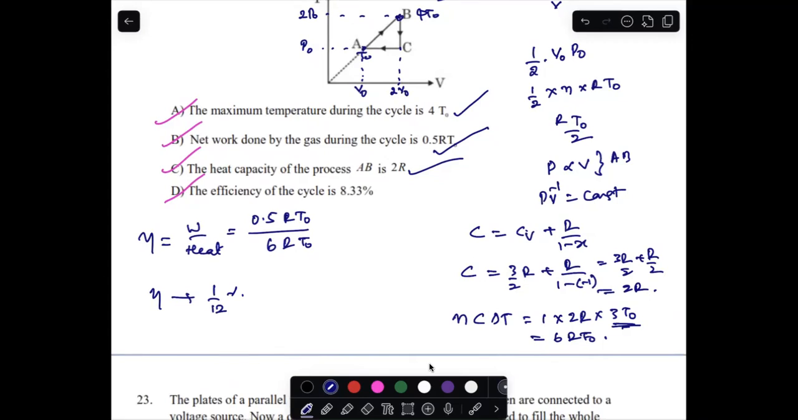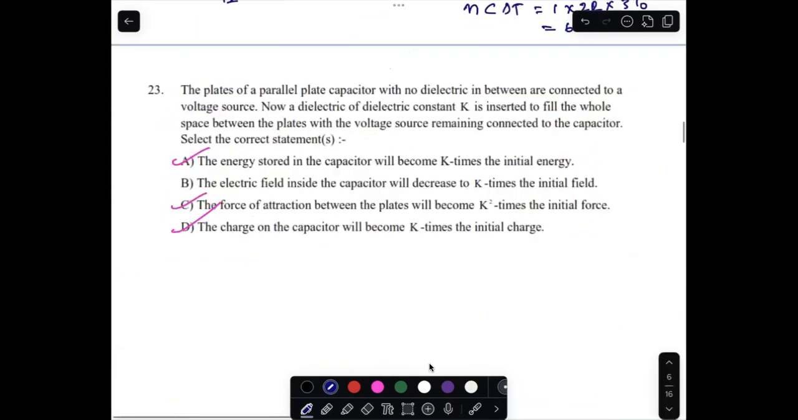అవును, heat కేవలం A to B నే తీసుకుంటే, B to C rejected. Isochoric process rejected. C to A heat rejected. So what is the efficiency of the cycle? Work by heat taken in. Heat is taken only during the process A to B. Right. Till this point, you can do.